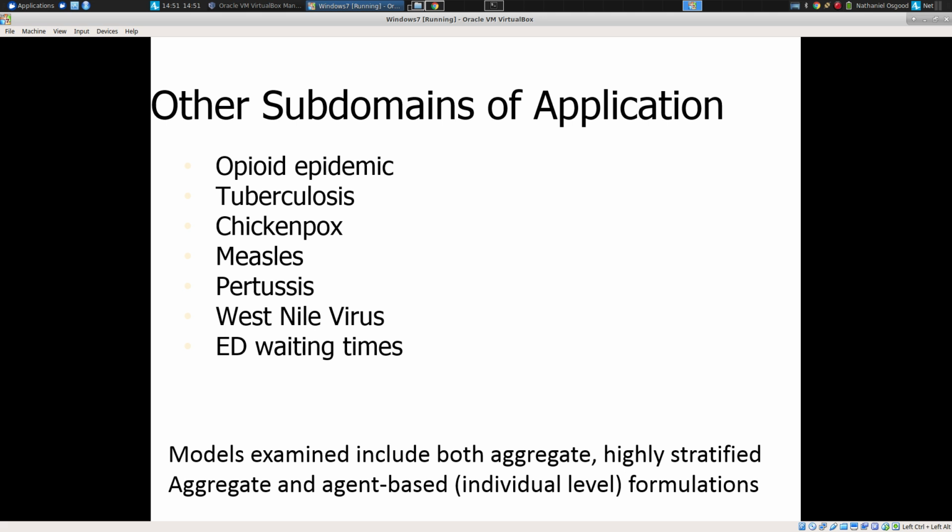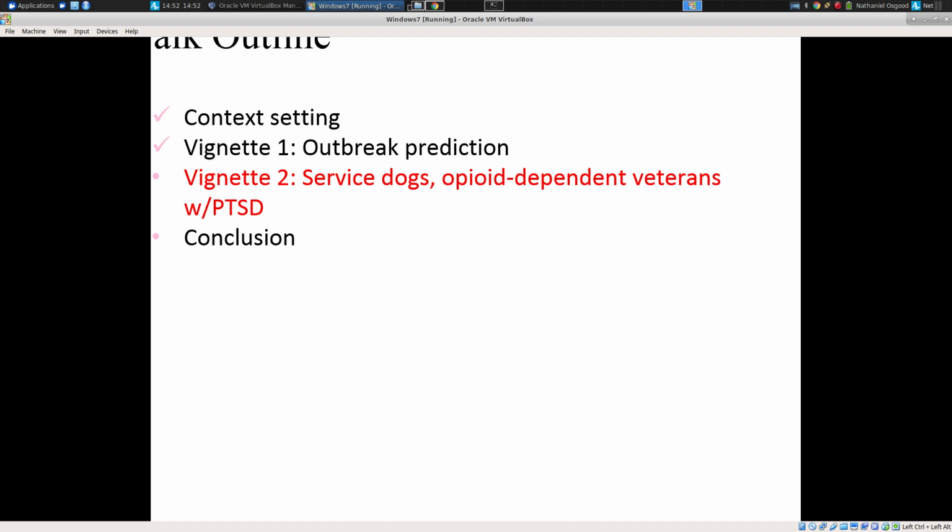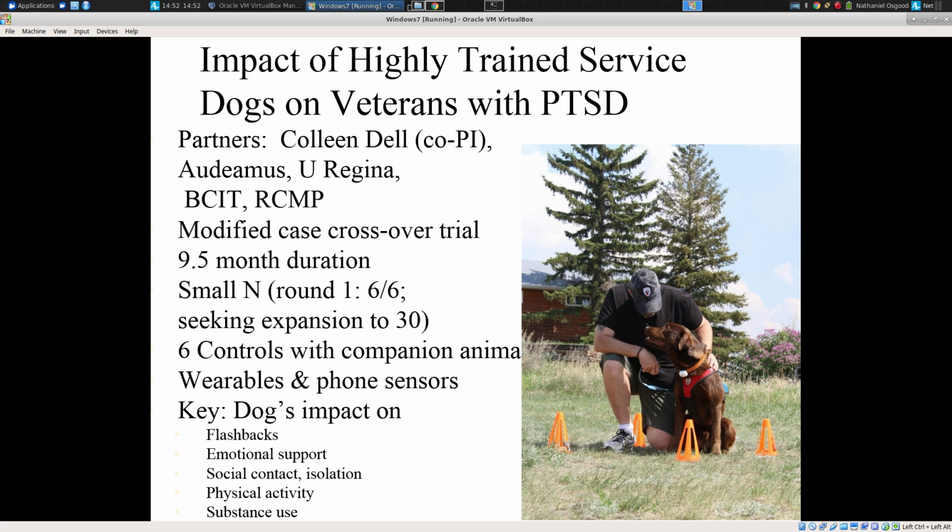Okay, so we've applied this very happily for a variety of areas. The opioid epidemic you presented on last night, and TB, chickenpox. Liu Jie over there led the chickenpox work, measles and pertussis with Xiaoyan, West Nile virus by another student, Tong Peibo, and ED waiting times, Wade. Wade contributed. Okay, here's another vignette.